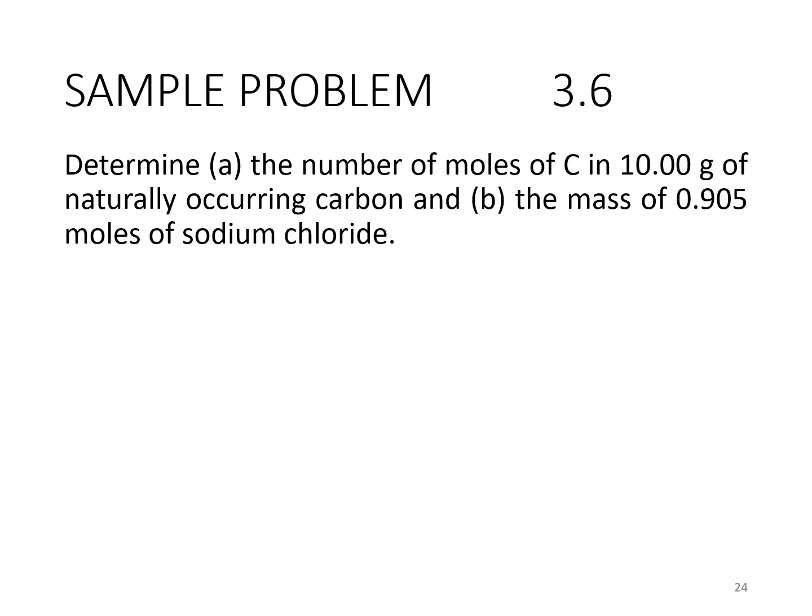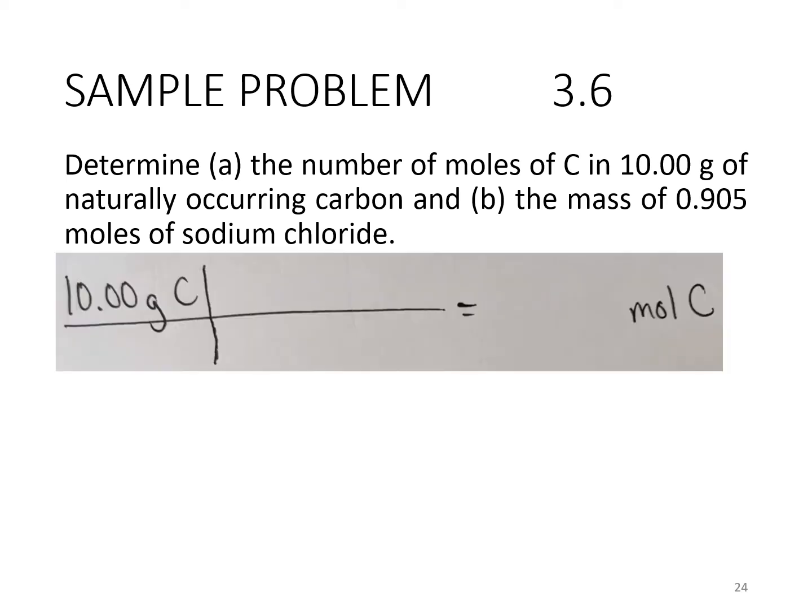Okay? So let's try some of these. Determine the number of moles of carbon in 10 grams of naturally occurring carbon, and the mass of 0.905 moles of sodium chloride. So step 1, write what you know. We have 10 grams of carbon. We're aiming for moles of carbon.